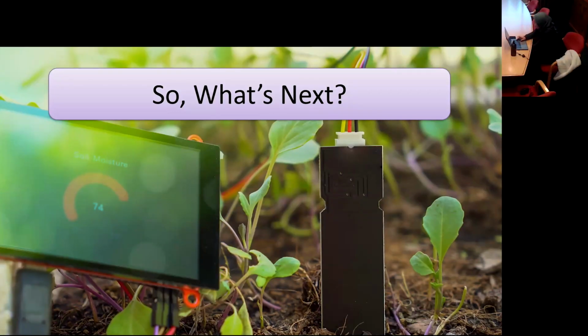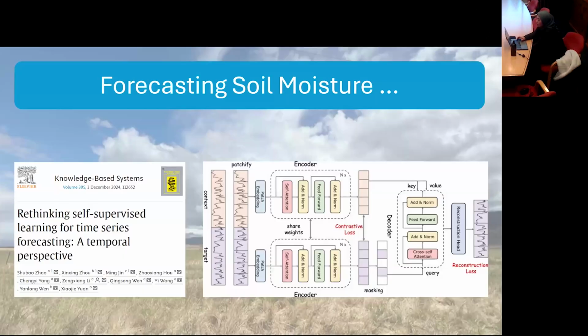So what is the next step after we have set everything up for the soil moisture web? Currently we are trying to forecast the soil moisture. So we are looking at the possibility of using a self-supervised learning model, and we implement it on the time series data of soil moisture. And we aim to forecast the moisture not only for the next day or probably the next 2 days, but we're aiming for probably the next 1 week or the next 2 weeks.